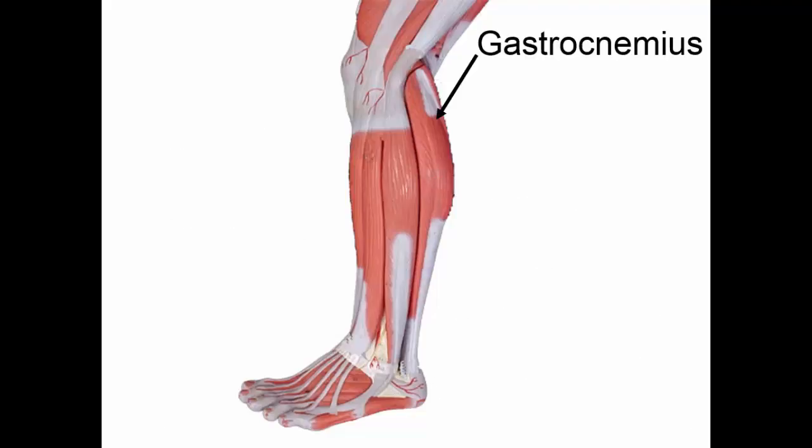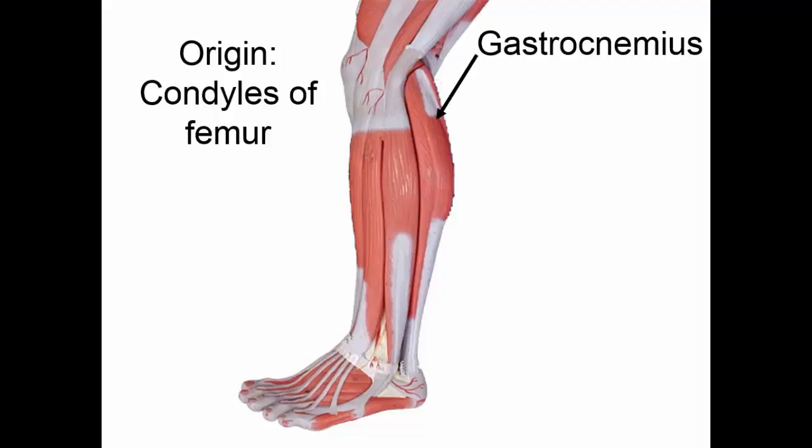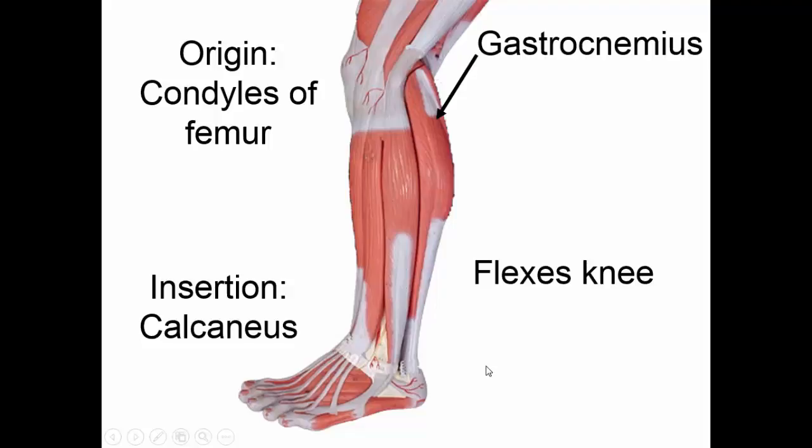The gastrocnemius, which is the large calf muscle, has its origin on the condyles of the femur and its insertion on the calcaneus. This is going to cross both the knee joint and the ankle joint. As a result, it has two motions. It's involved in flexing the knee and plantar flexion of the foot.